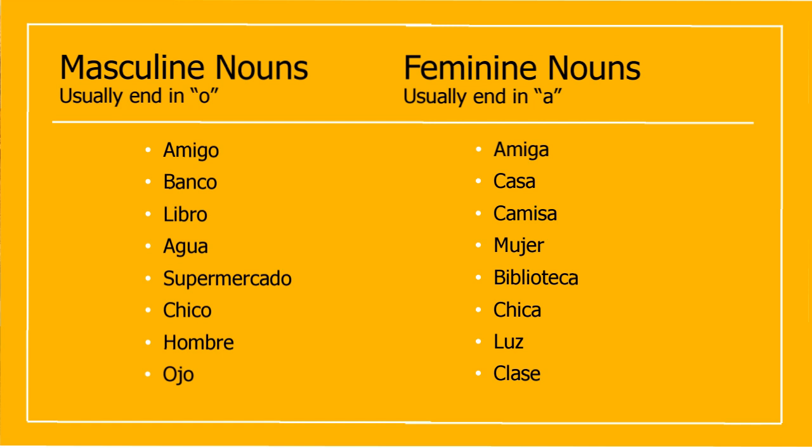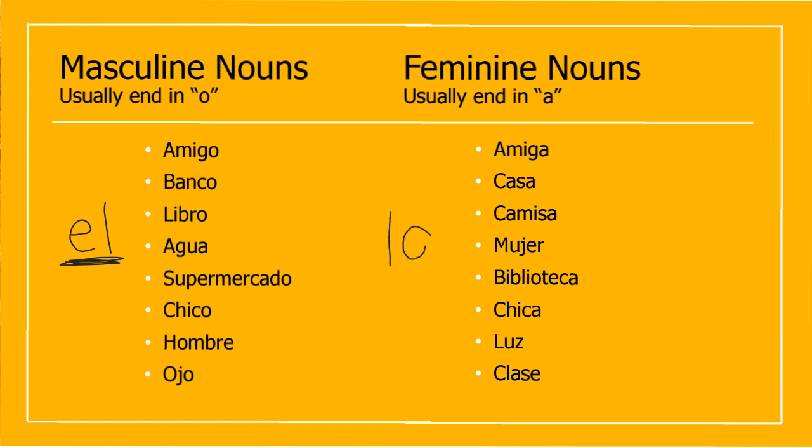Now, you might wonder how you're going to tell whether it's a masculine noun or a feminine noun. And it's really nice because on your vocabulary lists or in the dictionary, there's always going to be a word before your masculine and feminine nouns. So in the dictionary, before all of your masculine nouns, you're always going to see el. So el amigo, el banco, el agua, el chico. And whenever you see el, which means the, you'll know that that noun is a masculine noun.